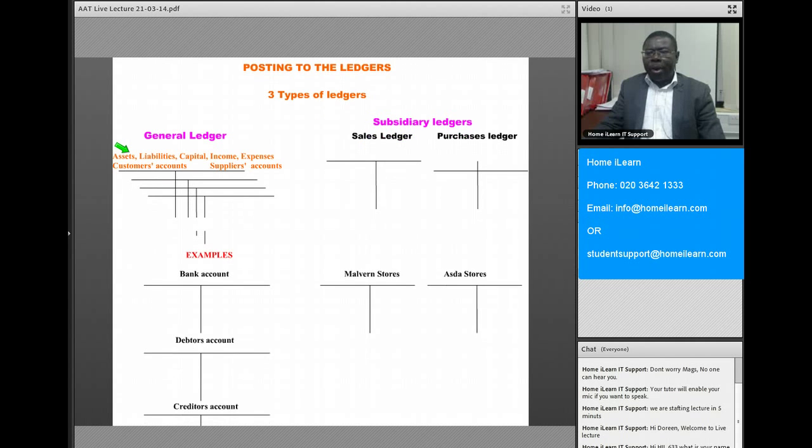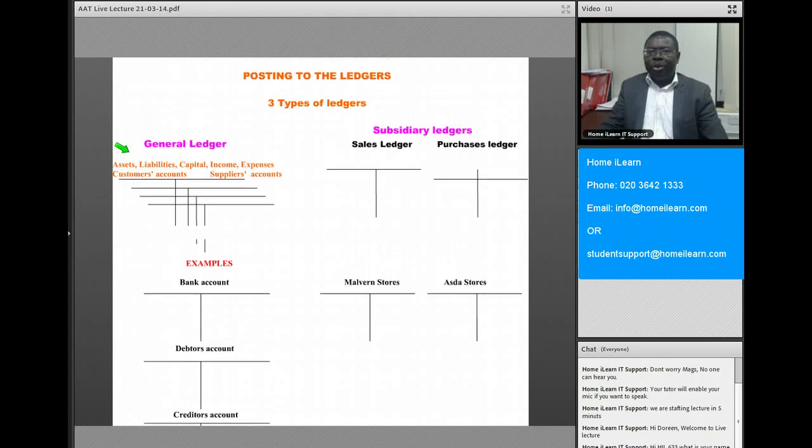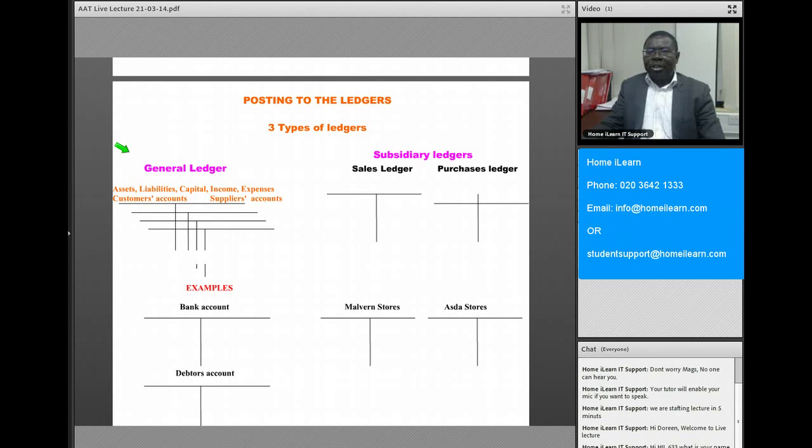I've shown some examples here: your bank account, your debtors account, your creditors account, your rent account. Those are accounts that we use to prepare financial statements. They are all in the general ledger or the main ledger. Now, beside that, we have 2 other ledgers: one is called the sales ledger, and the other one is called the purchases ledger. The sales ledger is the ledger in which we keep customers' accounts, and the purchases ledger is a ledger in which we keep suppliers' accounts.